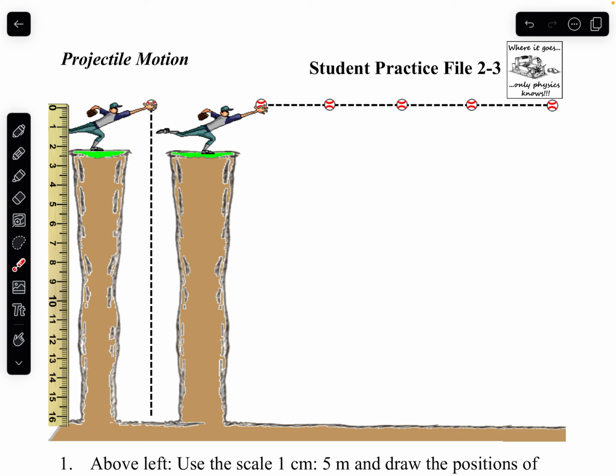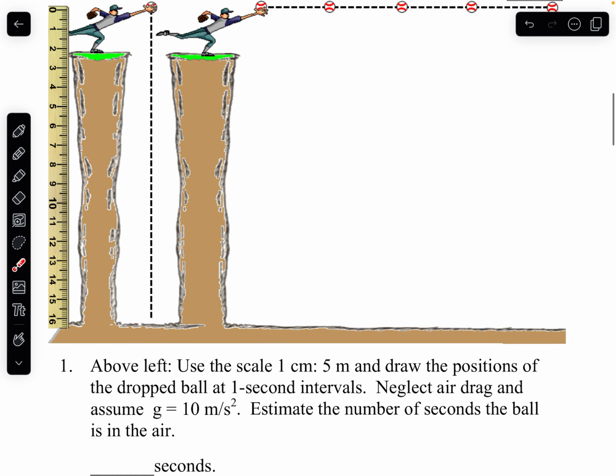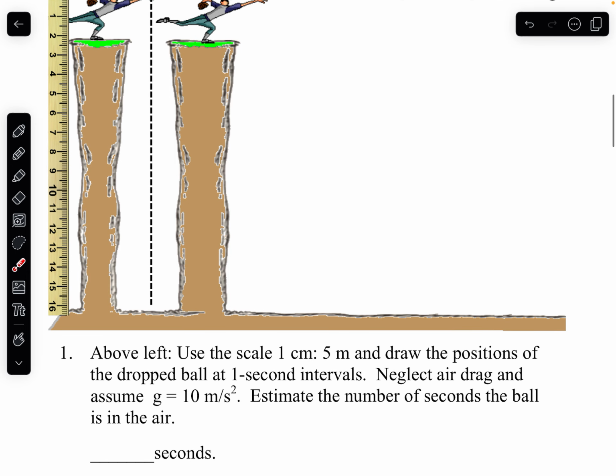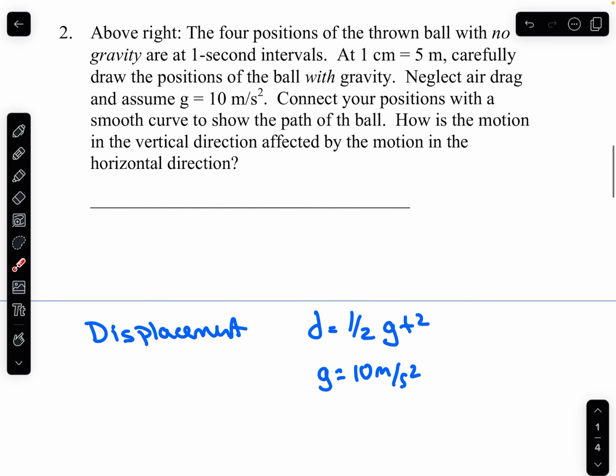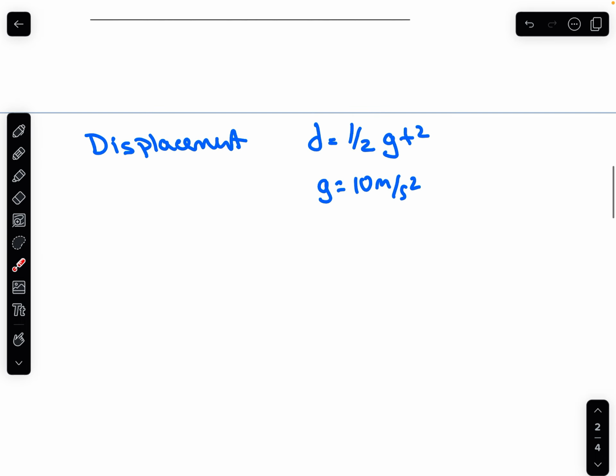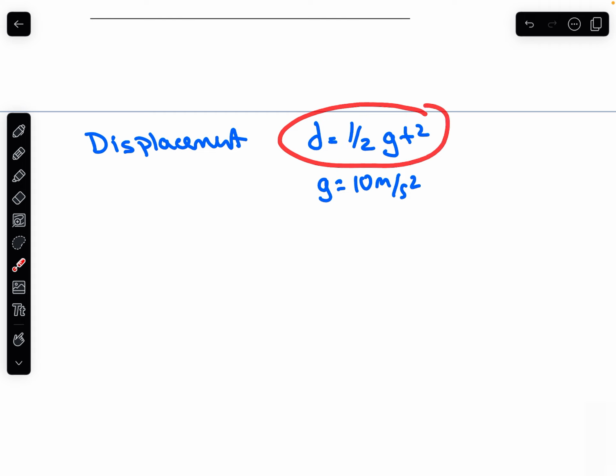So what they're asking us to do here is use a scale of 1 centimeter is equivalent to 5 meters, and then draw where the ball will be every second until it hits the ground. We're going to use 10 for gravity. So for the dropped ball, we're just going to use the free fall equation, right? Displacement is 1/2 gt squared. You've seen this before. It was on the Mars problem on your unit test.